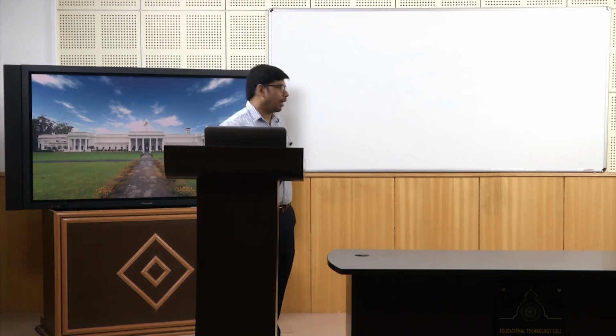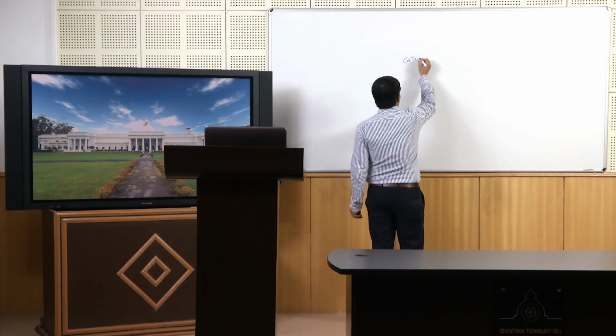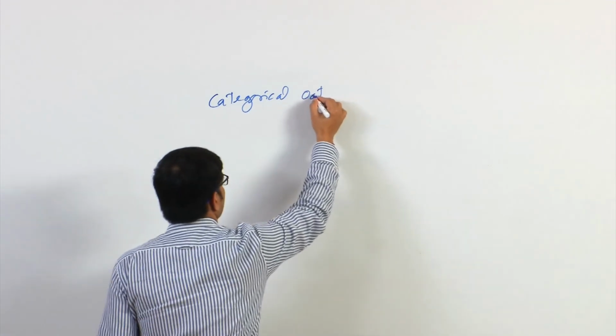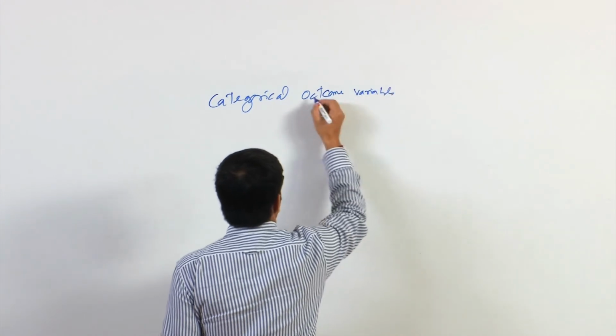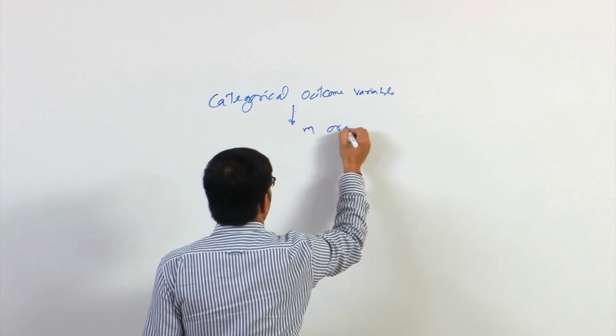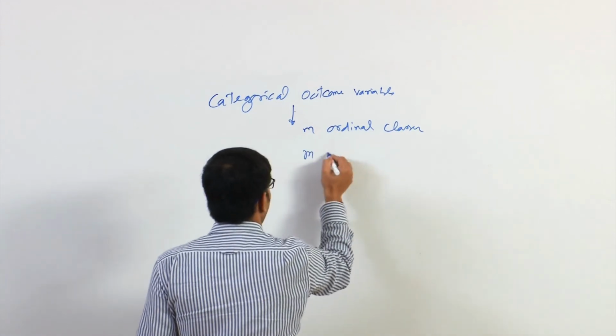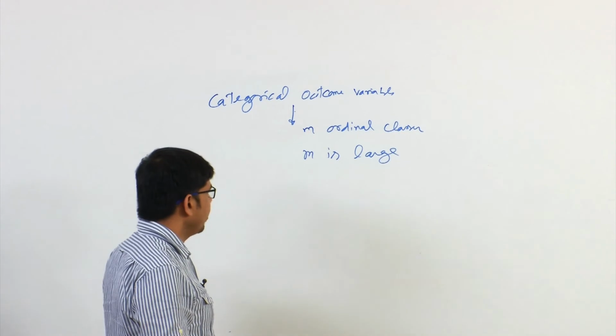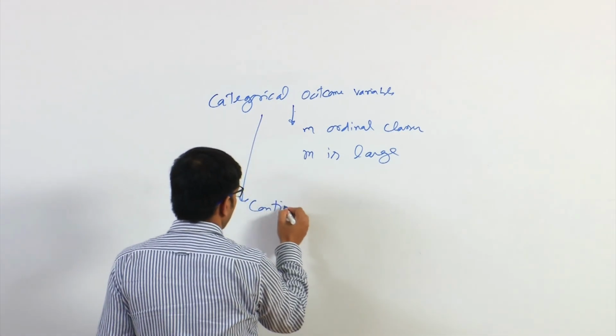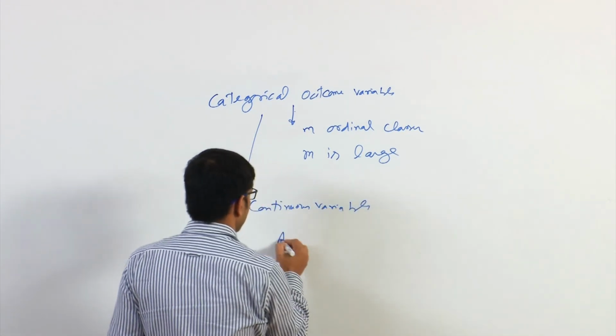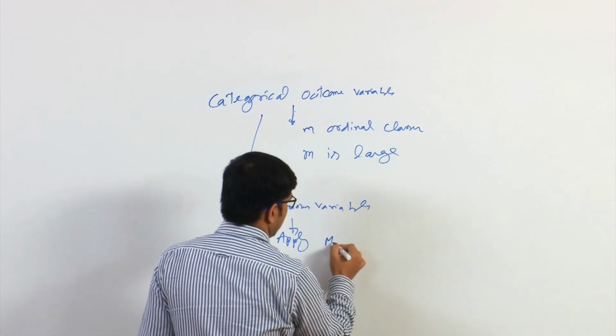The first scenario is a large number of ordinal classes. If our outcome variable is a categorical variable with m ordinal classes, and m is large, then one solution is to treat that ordinal variable as a continuous variable and apply multiple linear regression.